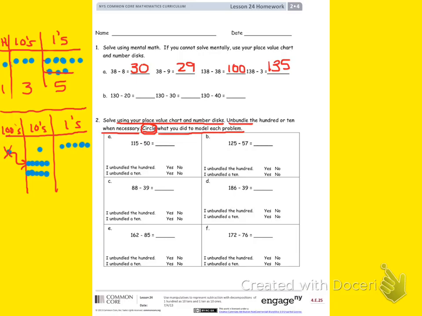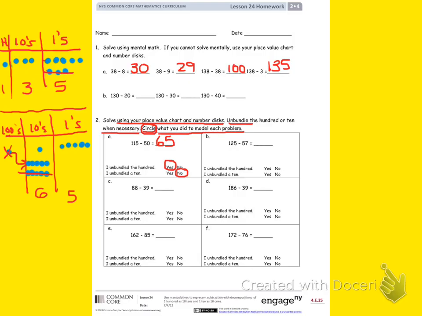If I want to subtract 50 from this, I know that 50 is the same thing as 5 tens. So I'll cross out that row of tens. That leaves me with 5 in the ones and 6 in the tens, or 65. Below it, it says I unbundled the 100. Did I do that? Yes, I sure did. I unbundled a 10. Did I do that? No, I did not.